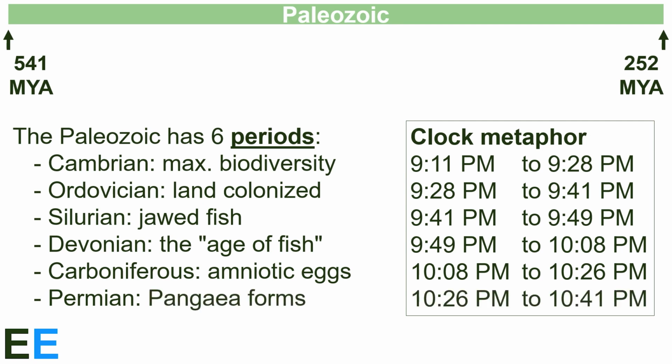And finally, in the Permian, Pangea forms, which we'll see is very important. At the end of the Permian, we see a large extinction event. It's not the most famous extinction event, but it's the biggest. Let's look at each of these in more detail.